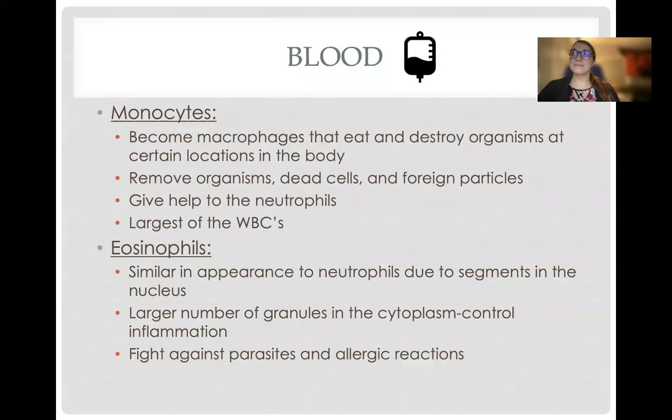What do you guys think? What type of sample would I test if I'm looking for a parasite? Yeah, Nathalie, I'm going to be looking at the fecal matter.